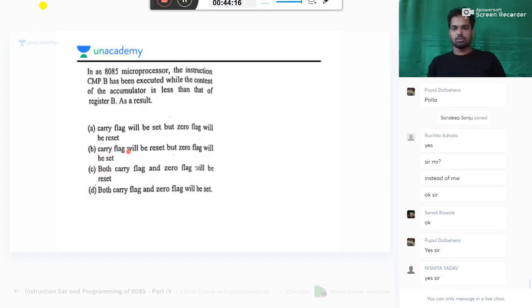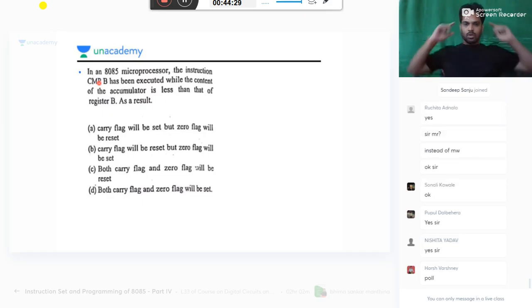Next, read this. In 8085, the instruction compare B is executed while the accumulator is less than B.